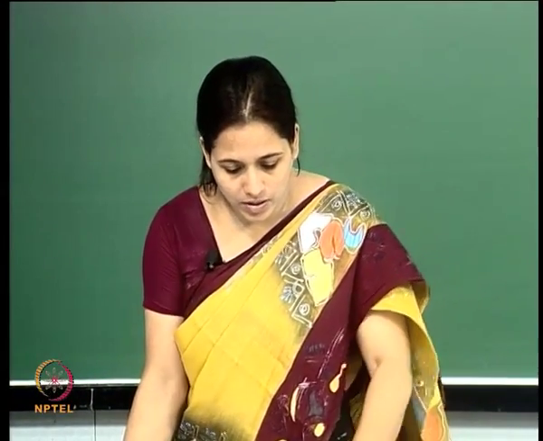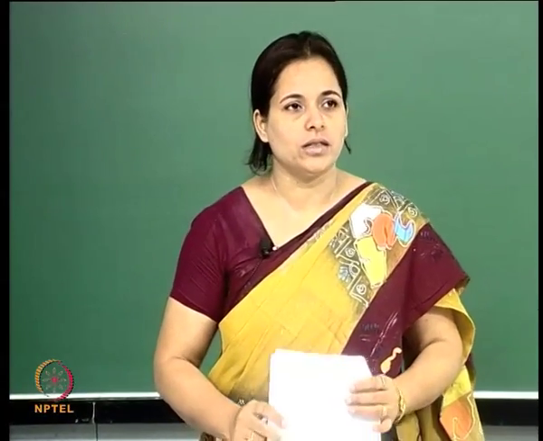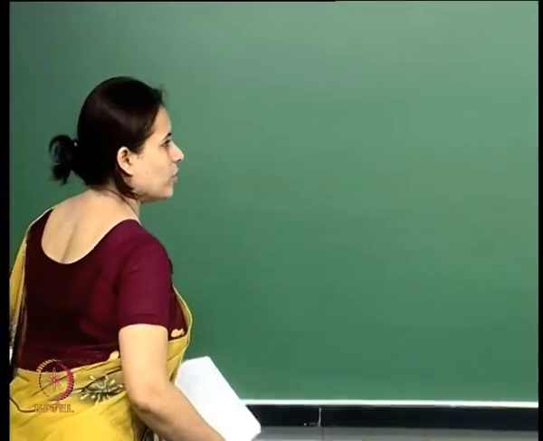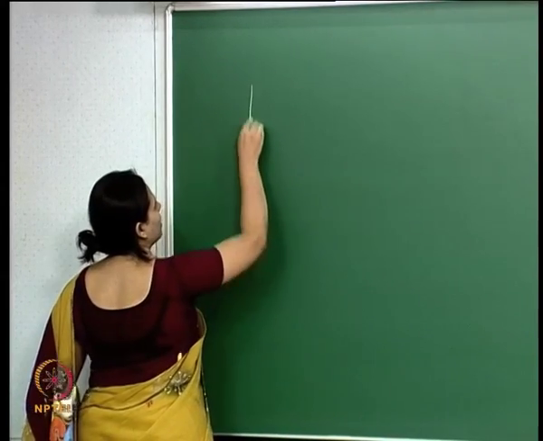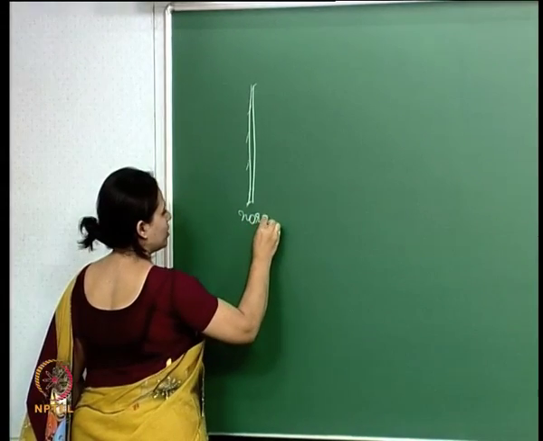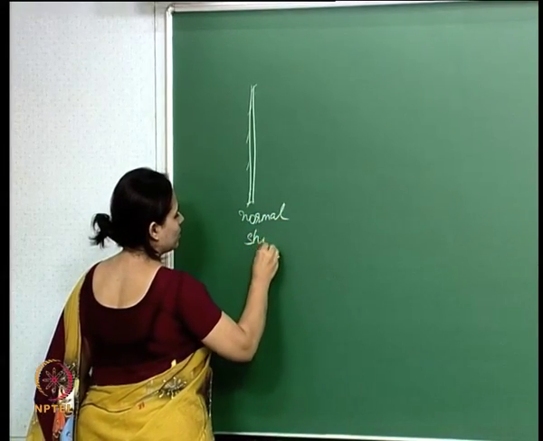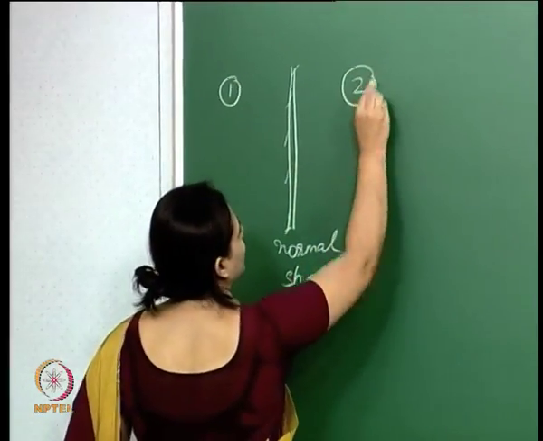Now let us see if we can do something specifically for a normal shock. Let us go ahead and do that and see if we can answer some questions in terms of how a normal shock is formed. Say this is my normal shock. This is region 1 and 2.